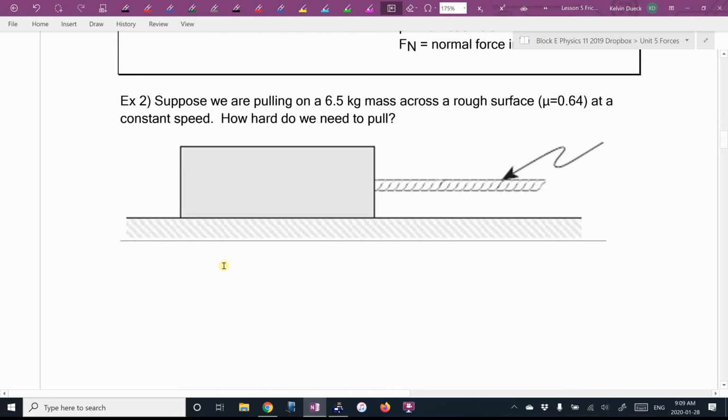Example 2. Suppose we were pulling a 6.5 kilogram mass across a rough surface with a coefficient of friction of 0.64 at a constant, you know what? I should underline the word constant speed. How hard do we need to pull? I don't know. I want a number. First of all, what's it asking me to find? How hard I'm pulling on this thing here.